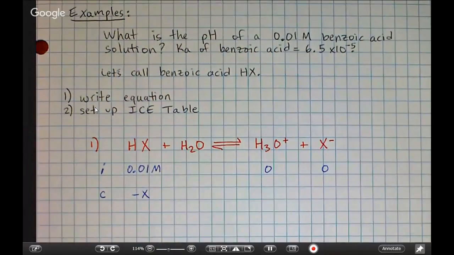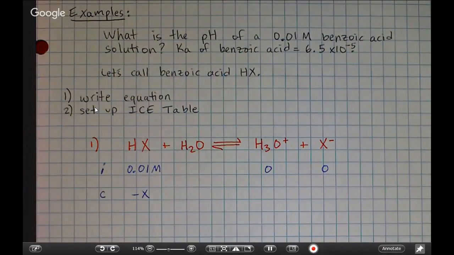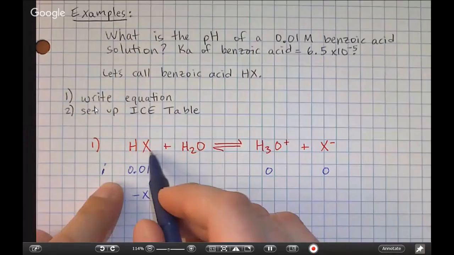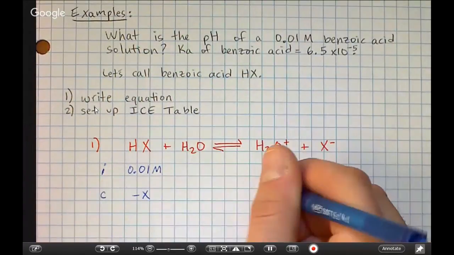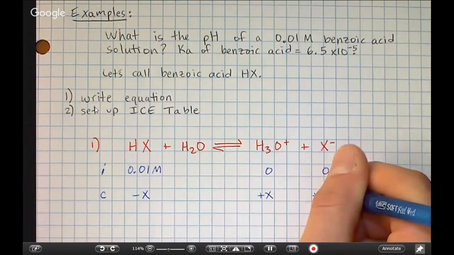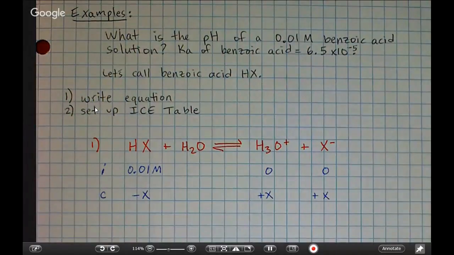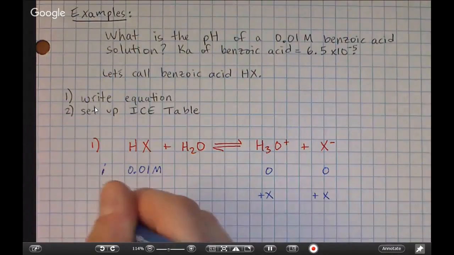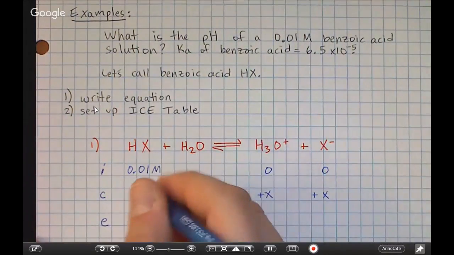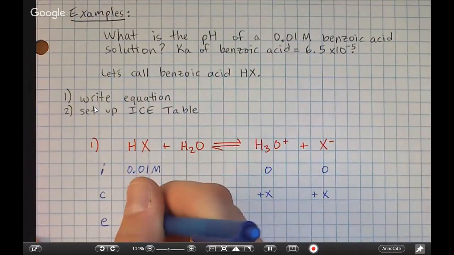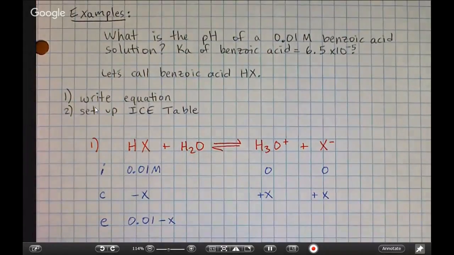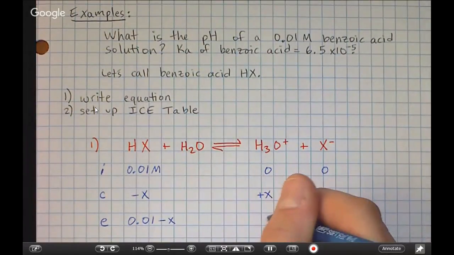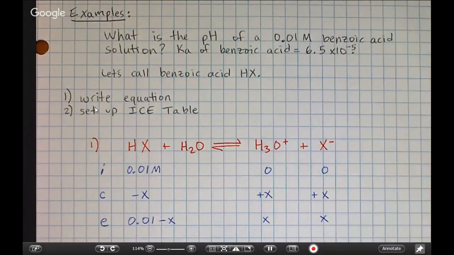So then our change, we're going to lose X. We don't know what X is. It's an algebraic variable. All I know is we're going to lose X. And if we lose X, we're going to have X amount of hydronium produced because the base accepts the H. So we show plus X on both sides. And so at equilibrium, after the change, what we have left is 0.01 minus X. That quantity is left over of our acid, and then we have X available for both ions.